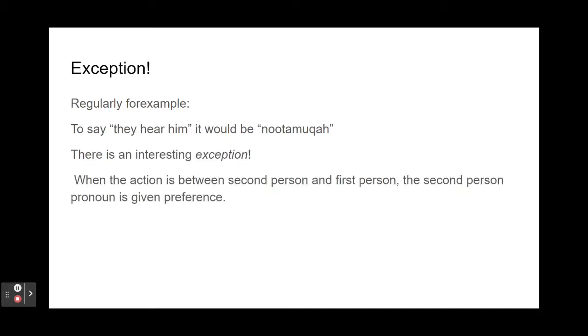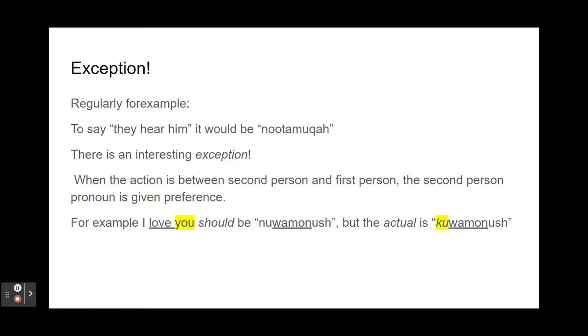There is an exception. Regularly, we would say something like they hear him would be nutamuka. But if the action is between the second person and the first person, we have to always use the second person pronoun. So we use ku, not nu. So I love you would be kuwamonush, not nuwamonush.